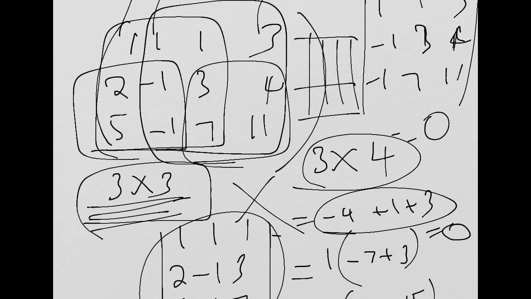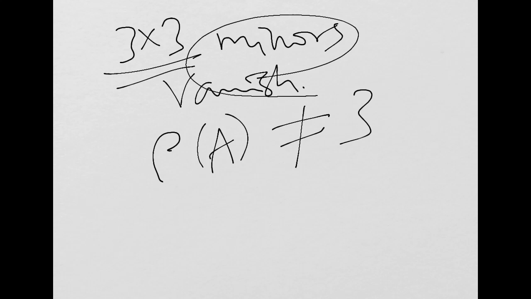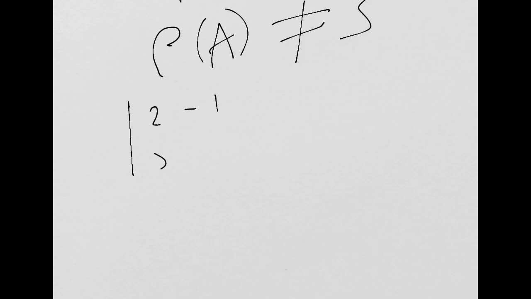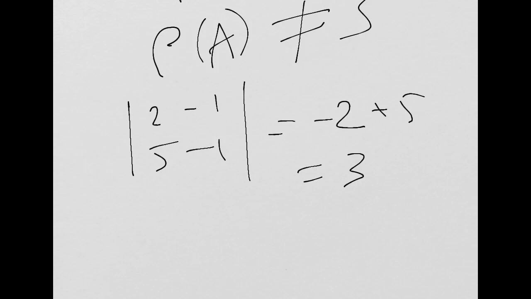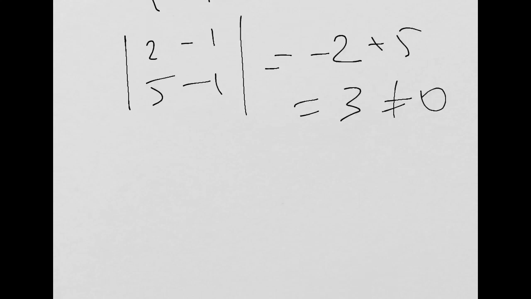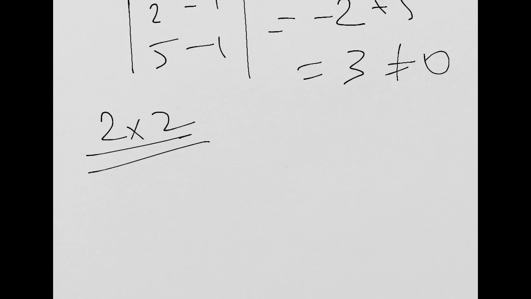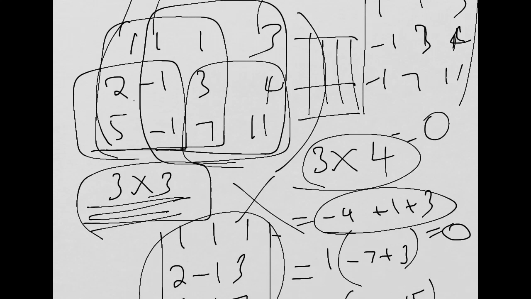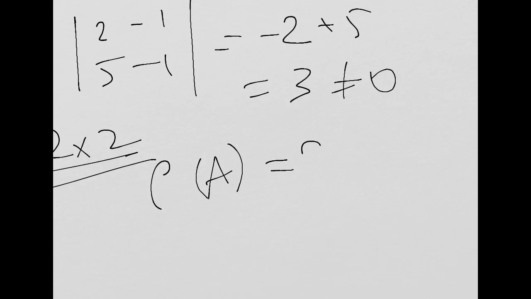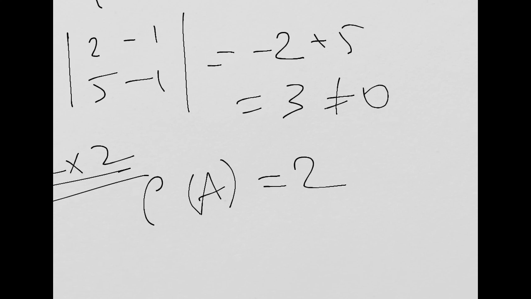Okay. So what is 2 minus 1, 5 minus 1? If it is taken as a matrix, 2 minus 1, 5 minus 1, it's going to give me minus 1 plus 5, which is a 3, which is not a 0. Is there at least one 2 cross 2 minor which is not vanishing? Yeah. Therefore, the rank is 2. Can you understand? Therefore, the rank is 2.